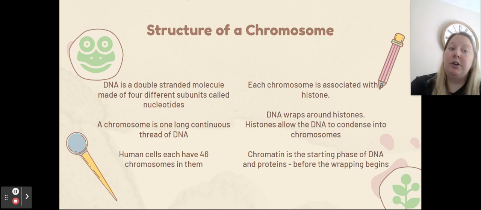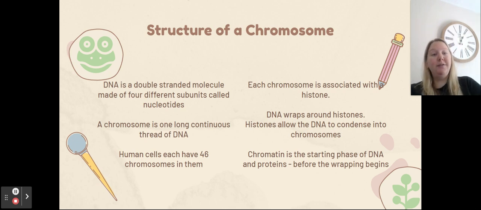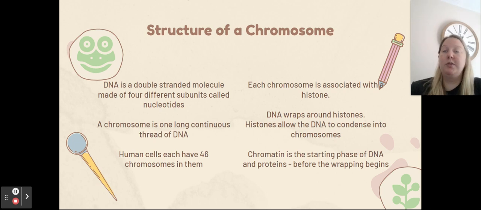Chromosome structure is very important to eukaryotes, because DNA is a double-stranded molecule that is made up of 4 different subunits that are called nucleotides. A chromosome is one long continuous thread of DNA. Human cells, as I said in our last video, have 46 chromosomes in them. We get one complete copy of our chromosomes from our mom and one complete copy from our dad. So we have 23 pairs of chromosomes.